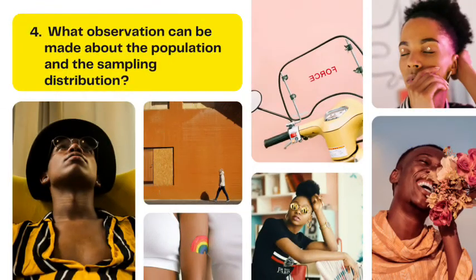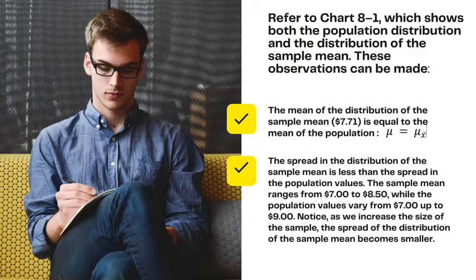And the last question is, what observation can be made about the population and the sampling distribution? Refer to chart 8.1, which shows both the population distribution and the distribution of the sample mean. These observations can be made. A. The mean of the distribution of the sample mean, $7.71, is equal to the mean of the population, which is mu equals mu x bar.